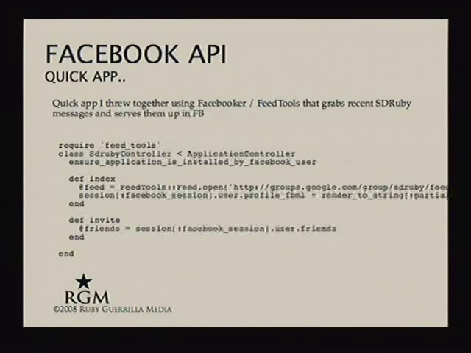So this is your first controller, and there's a couple of different filters to ensure your application is installed by the Facebook user. There's also a way to check that they're logged in. I probably don't actually need it here. So for the feed, I'm using feed tools to grab the Ruby mailing list. Nice hard-coded URL there.